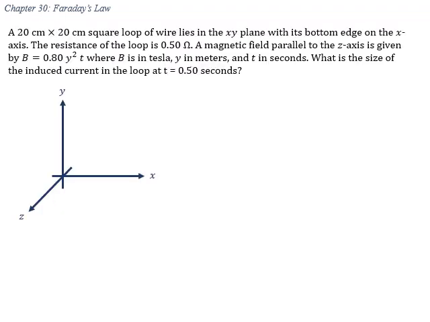For this example, we've got a square loop set in a variable magnetic field. We know the resistance, and we're going to try and find the size of the induced current at a specific time. So let's draw the loop first. It says we have a 20 centimeter by 20 centimeter square loop. I guess the word square is redundant, isn't it? It's lying in the xy plane, and its bottom edge is on the x-axis. So let's draw that.